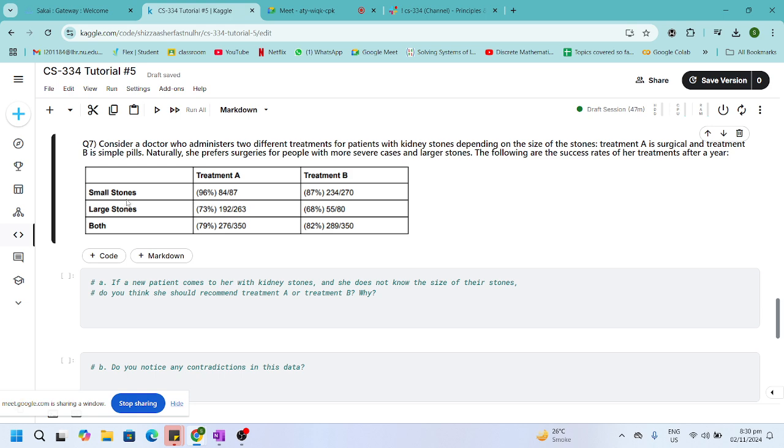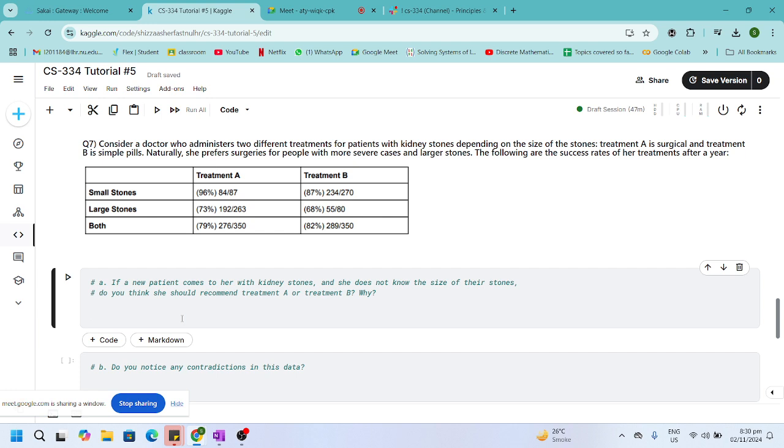So for treatment A, for small stones, there is a 96% success rate based on whatever data was provided to us. For larger stones, the success rate is 73%. For treatment B, when it was done for smaller stones, the success rate was 87%, and for larger stones, the success rate was 68%. Now, putting everything else aside, let's look at this scenario.